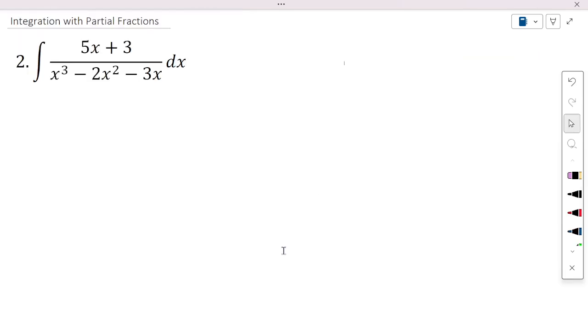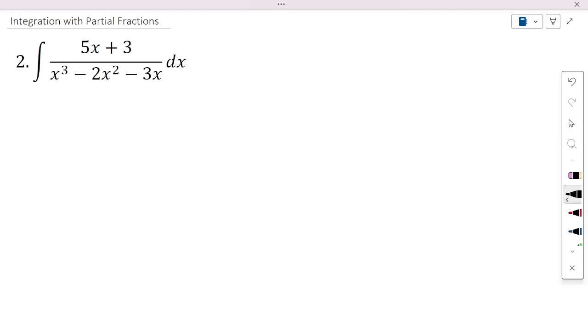Alright. So for this one, we also have the same thing. We have the polynomial on the numerator and the polynomial in the denominator. Now, with partial fractions, in order to get to partial fractions, we need to factorize the denominator so that we get a whole bunch of brackets.